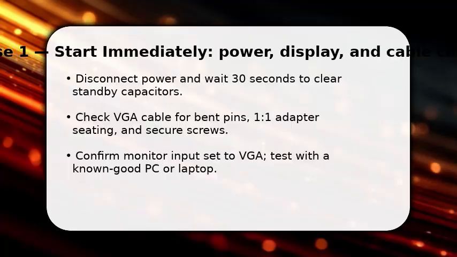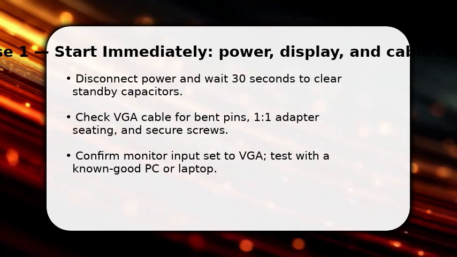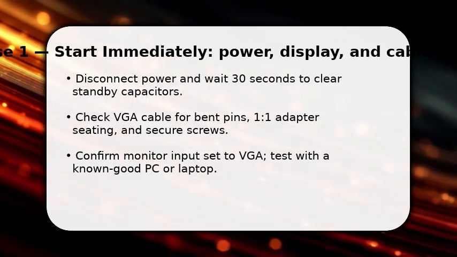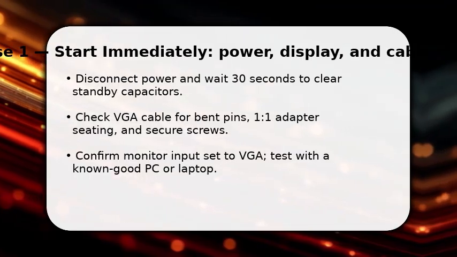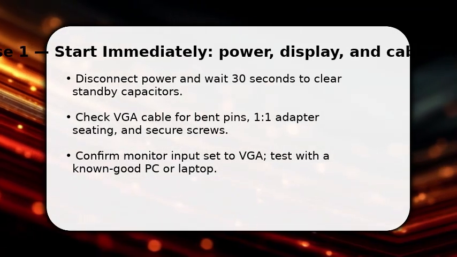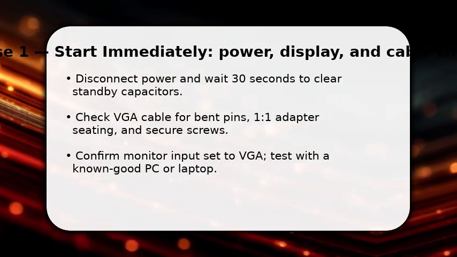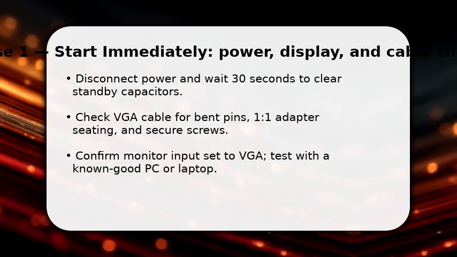Please enjoy the video. You start by cutting power and grounding yourself. Do it now. Remove the VGA cable and inspect pins. Bent pins cause the Ez Debug LED to report VGA. Once done, reseat or swap the cable with a known good one and lock the connector screws.